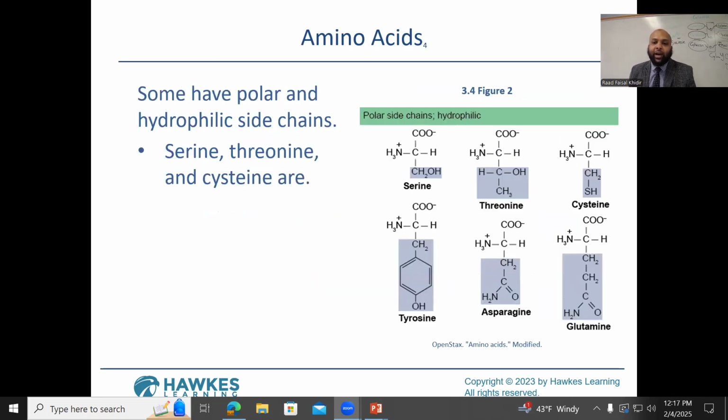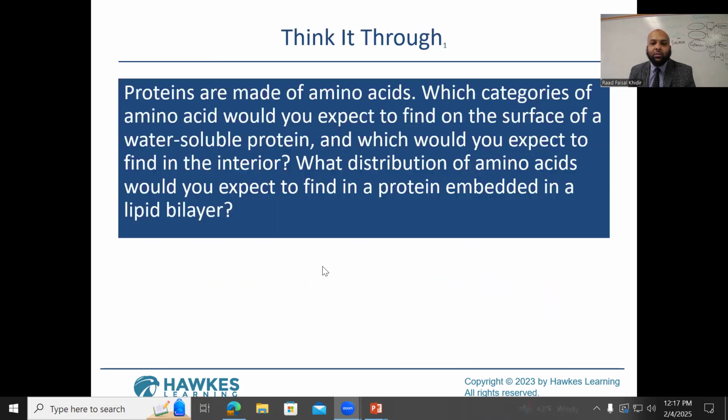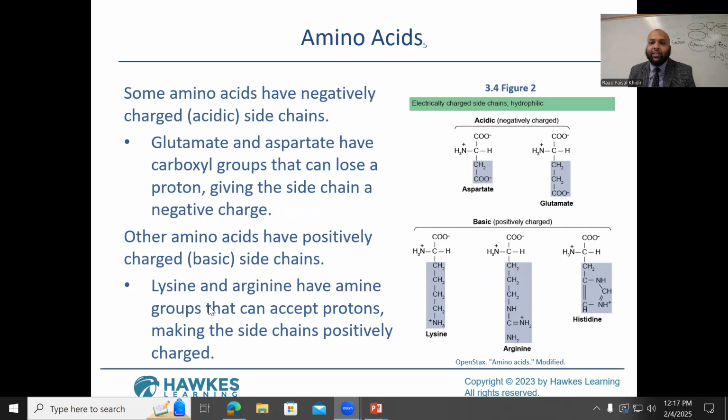Some have polar and hydrophilic side chains, like serine, threonine, and cysteine. These are polar because you see they have the hydrogen. It can form hydrogen bonding. And some amino acids have negatively charged side chains. Aspartate has a negatively charged side chain. Glutamate has a negatively charged side chain. Glutamate and aspartate have carboxyl groups that can lose a proton, giving the side chain a negative charge.